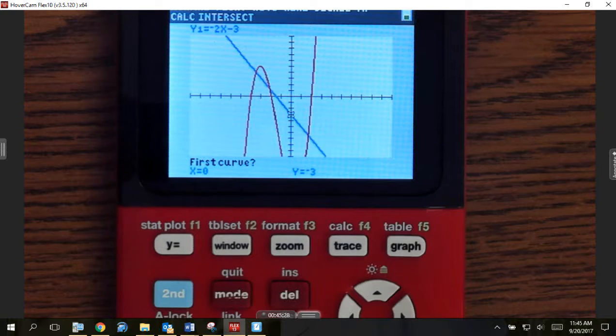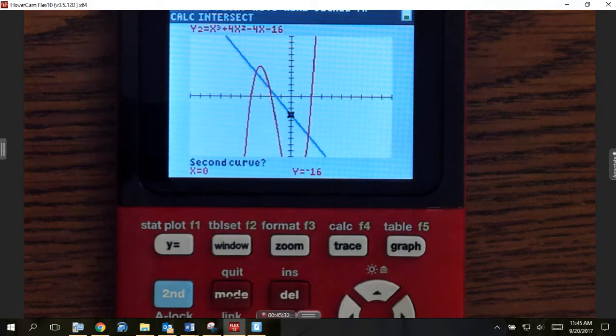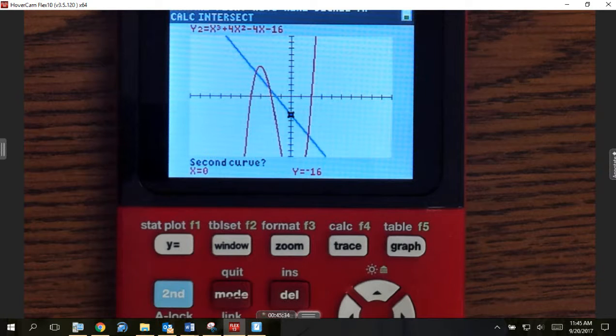And that is my first one that I want to find the intersection between. So I'll hit enter. And then it says second curve. And you can't see where it is because at the bottom it's telling me it's sitting at 0, -16, so it's not on my picture right now.